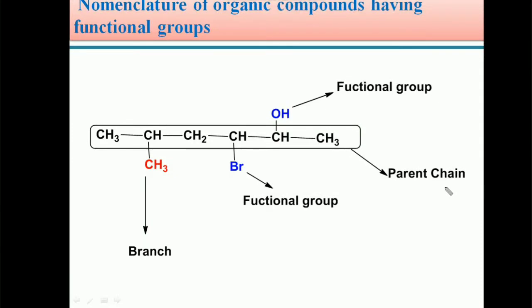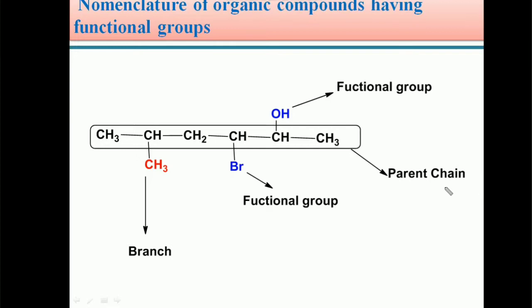Students, up to now we have discussed the IUPAC nomenclature of organic compounds containing hydrocarbons, both saturated hydrocarbons and unsaturated hydrocarbons. In case of saturated hydrocarbons, single bond C, alkanes. So what are the rules to assign the IUPAC nomenclature we discussed? In case of unbranched unsaturated hydrocarbons, alkenes and alkynes, how we assign the naming also we discussed.